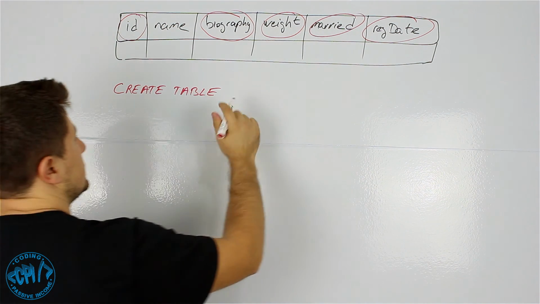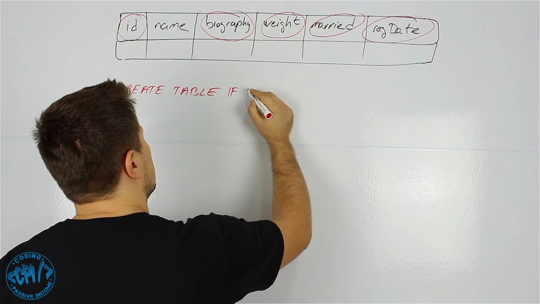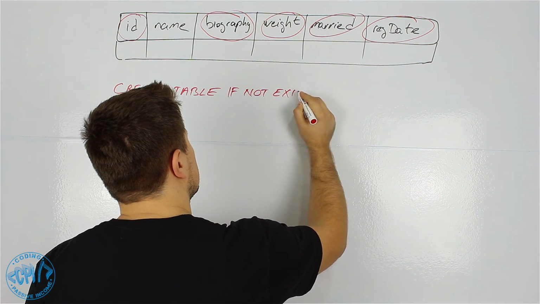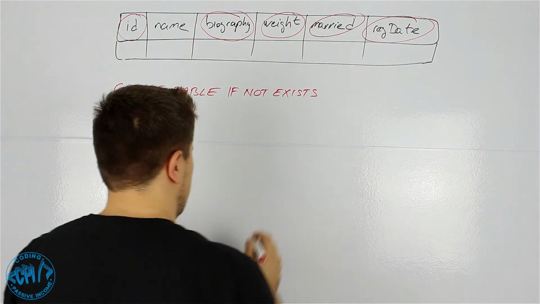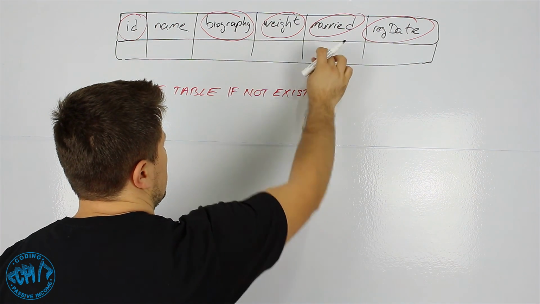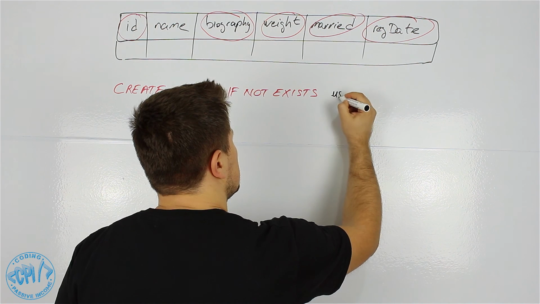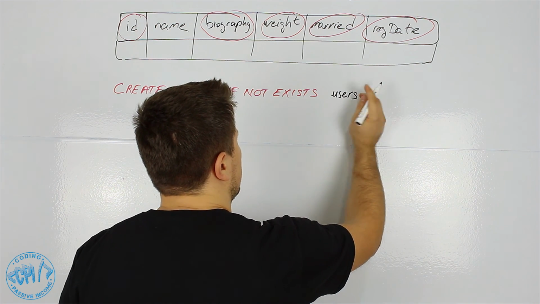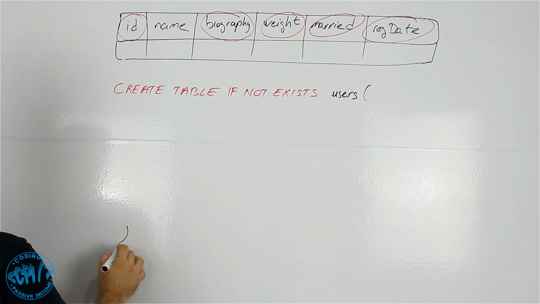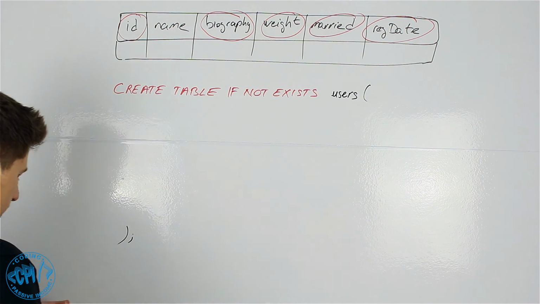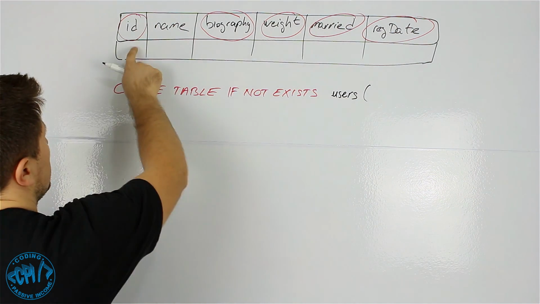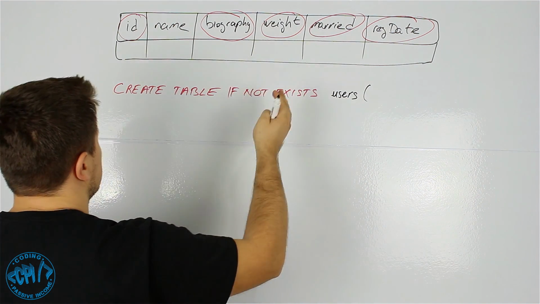and usually I say if not exists. And now we need to specify the name of our table, and I will say users, and we need to open and close. Okay. And now between those we need to write those columns and their data types.